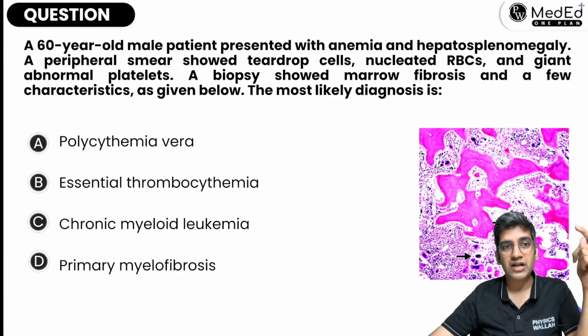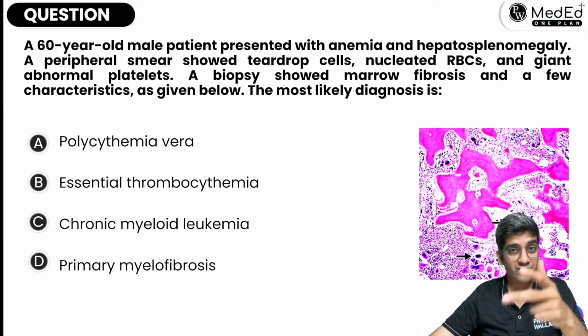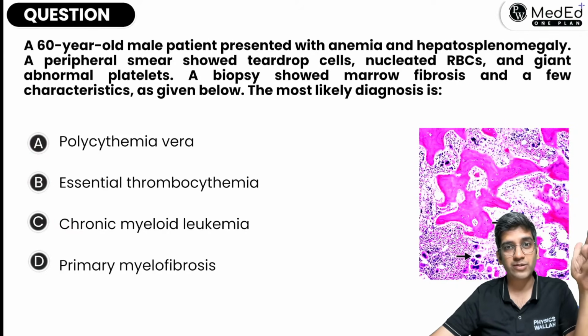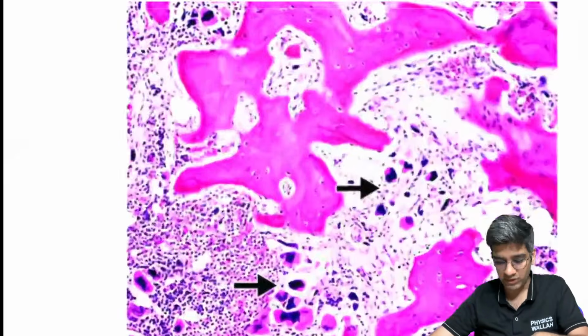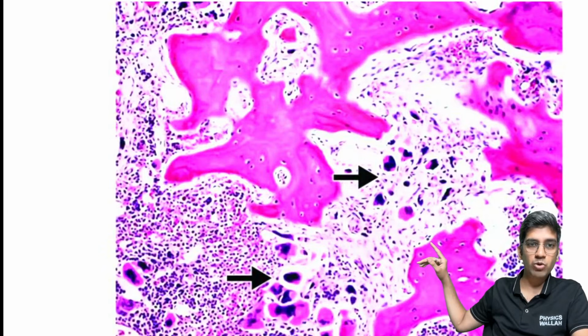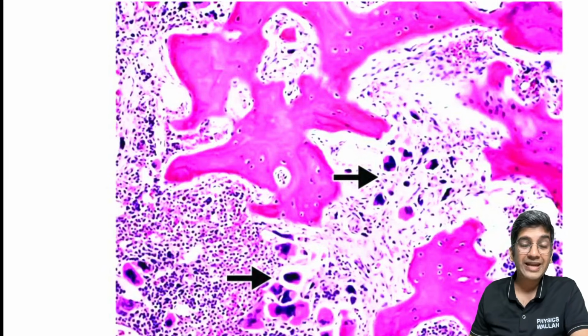Elderly, anemia, massive splenomegaly. This finding has teardrop cells. That's also an MCQ. Nucleated RBC, an MCQ. Abnormal platelets, an MCQ. And bone marrow fibrosis. If you look at this bone marrow, the blue structures in the bone marrow, all of them are megakaryocytes. They are abnormal. They are all megakaryocytes. Fine.